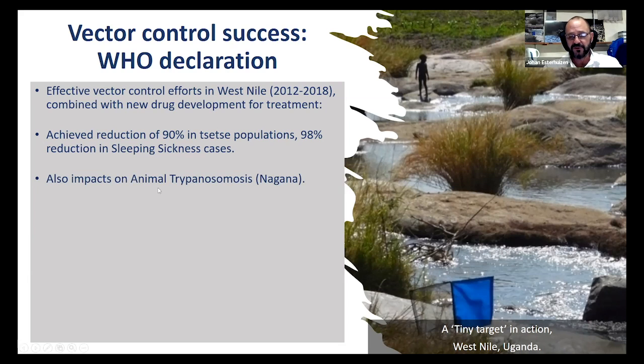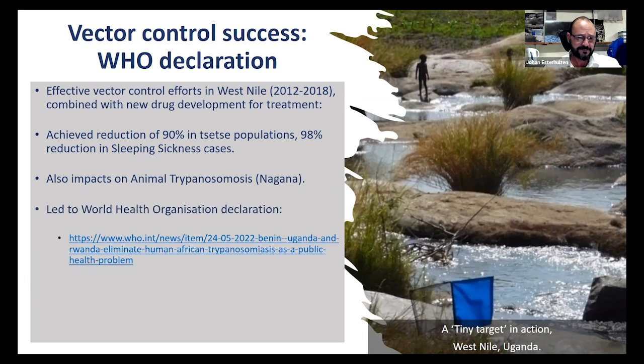Of course, because we controlled the tsetse fly populations, this also impacted on animal trypanosomosis. So the farmers, livestock keepers also had the benefit. This led to the World Health Organization declaration. This is the website link if you want to see that.